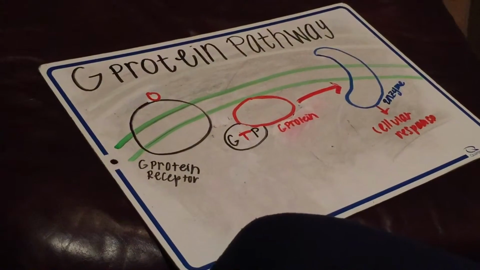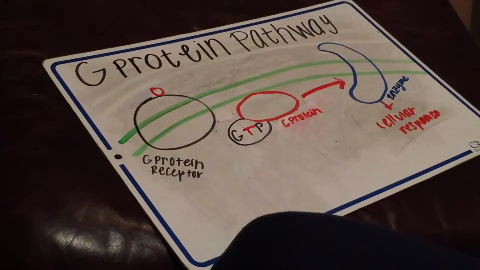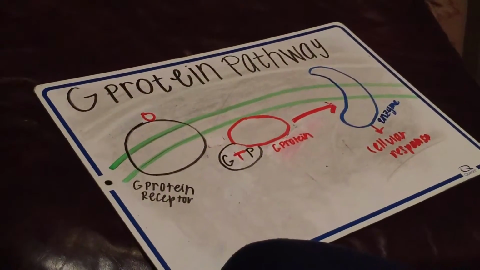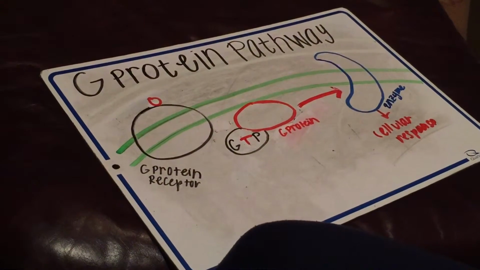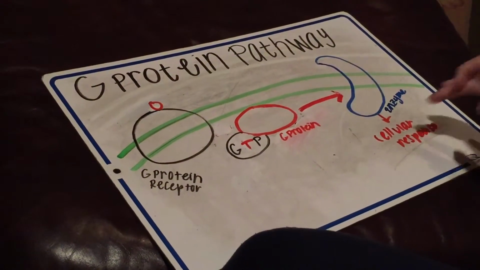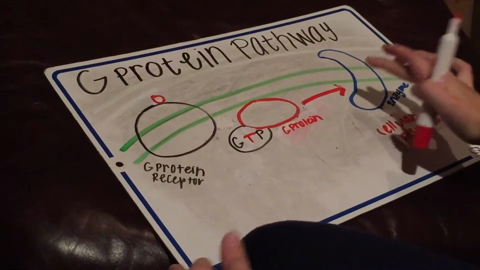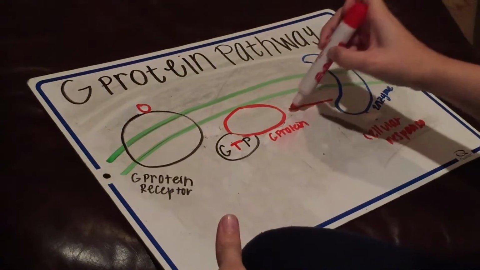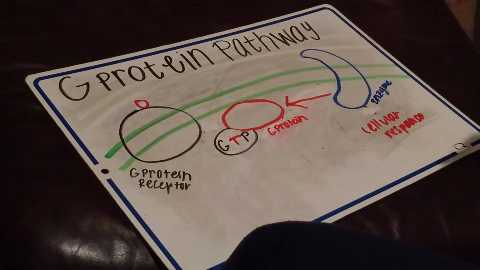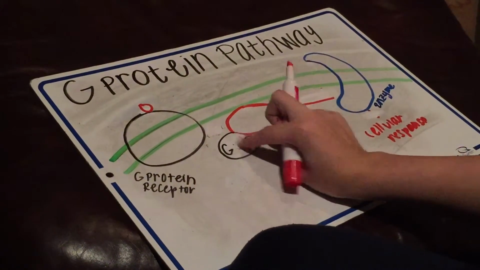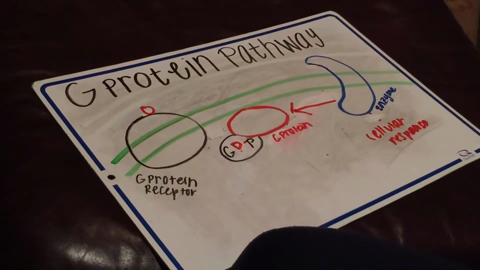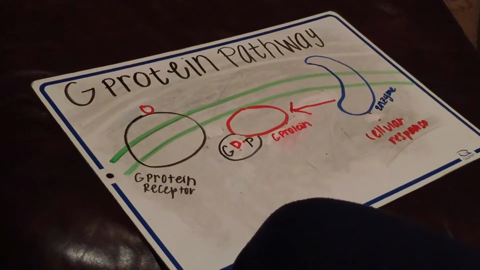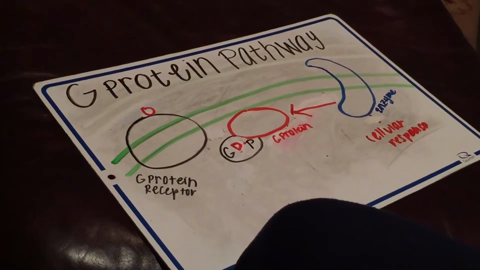The changes in the enzyme and the G protein are only temporary because the G protein also functions as a GTPase enzyme. Now this is inactive again. The G protein leaves the enzyme, so it comes back to this state. This is replaced again by GDP, and the G protein is now available for reuse.